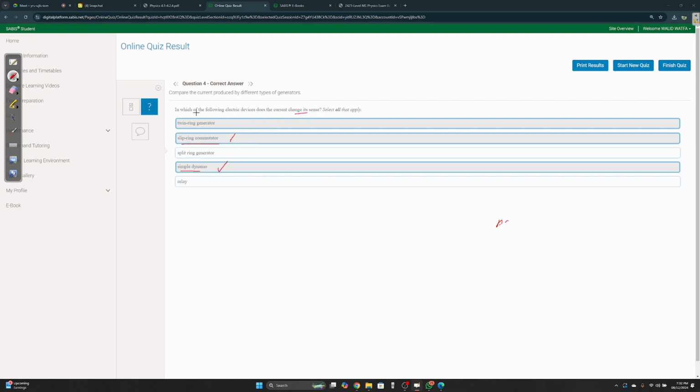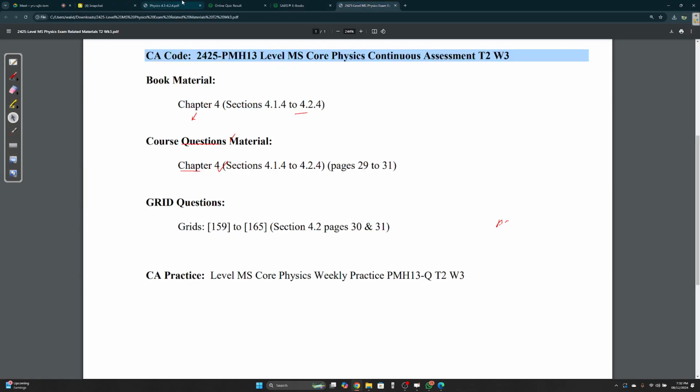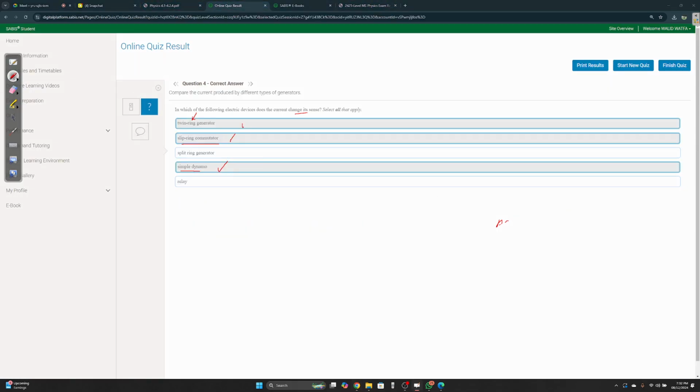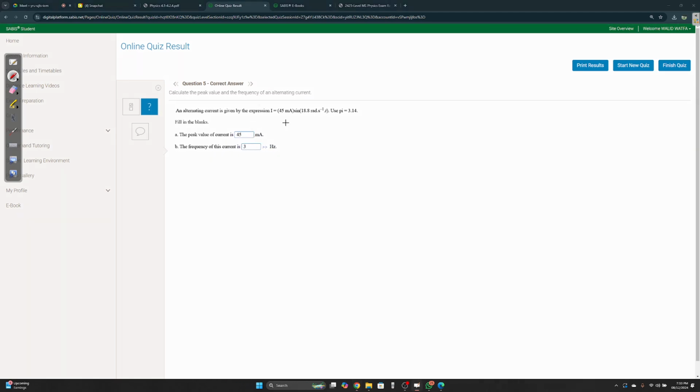Okay, we know this. And the twin ring generator, you see the twin ring? It's 1, 2 together. That's what it is. It's also AC. So this is AC, and I think this is AC, so I'm not sure. But the dynamo just changes the direction. So my bad, split ring generator is wrong because it doesn't change its sense. In split ring, it's a direct current. Okay, it doesn't change its sense.